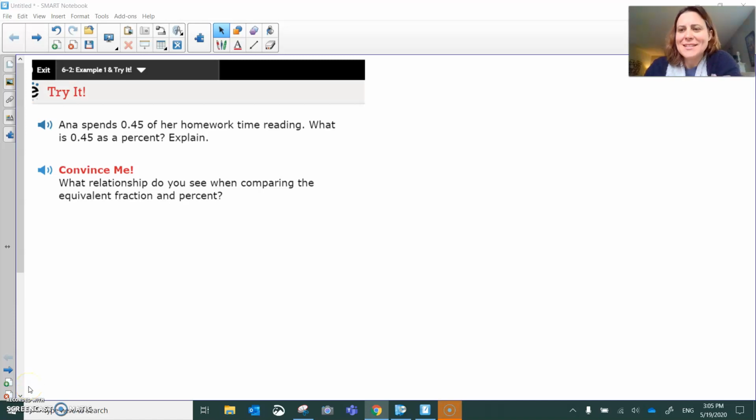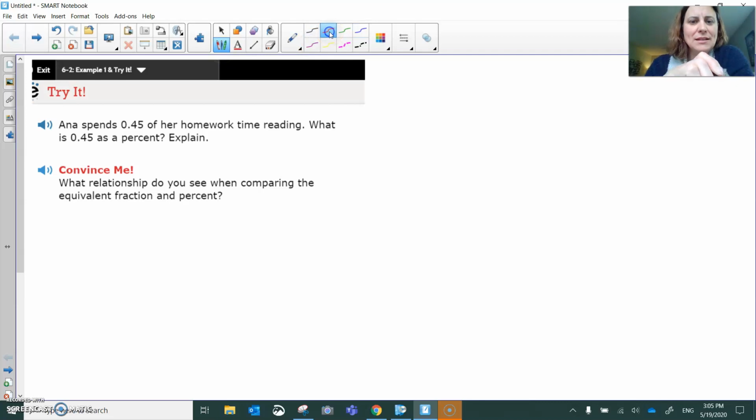This is Math 6, Topic 6, Lesson 2. This is comparing fractions, decimals, and percents. Anna spends 45 hundredths of her homework time reading. What is 45 hundredths as a percent? What we've been learning in this topic is 45% or 0.45 of her homework time reading, and we want to write that as a percent.